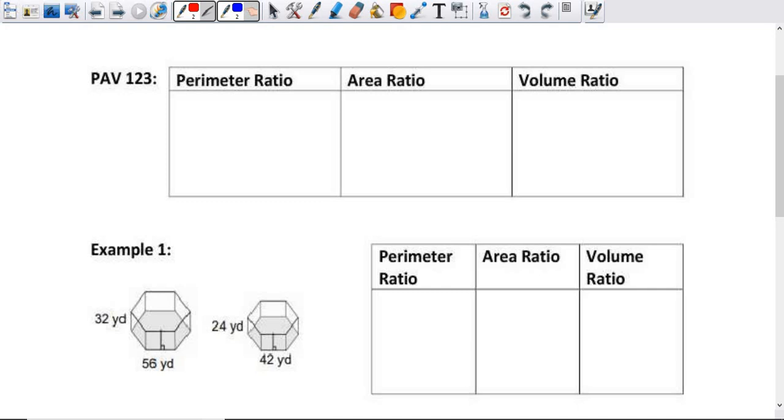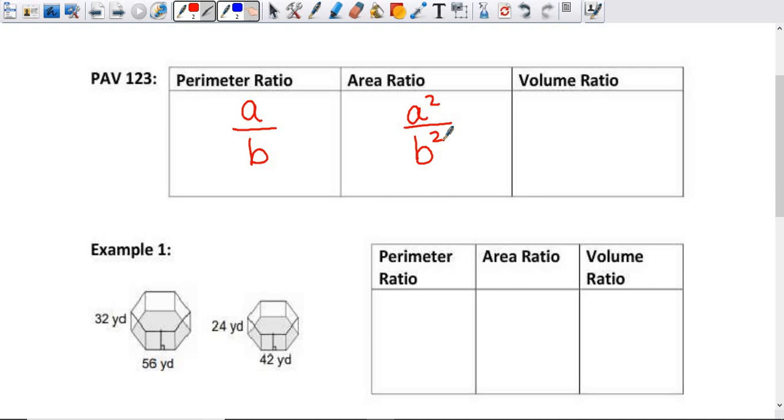Now we already know that the perimeter ratio is A to B. So we're talking similar figures here. So the scale factor, just a side to a side, is the same as perimeter ratio, which is A to B. So then area ratio is A squared to B squared.